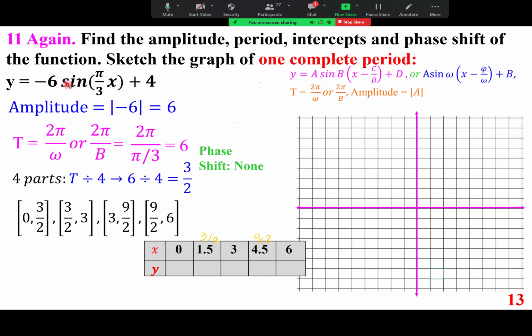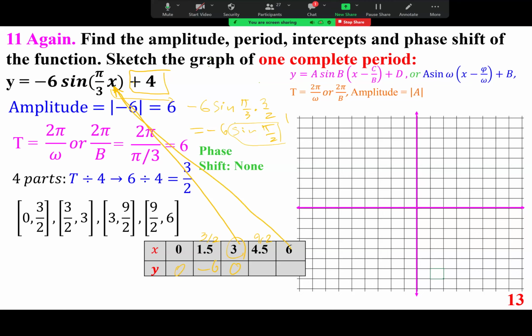What I want to do, I want to evaluate it two ways. First, I want to evaluate it without the 4, just to give you a point. So without this, just plug in, and it should be easy. If I plug in 0, I get 0. Sine of 0 is 0. Minus 6 times 0, I get 0. 1.5 or 3 halves, maybe easier. So I want to show you just 3 halves, and you can figure out the rest. If I plug in 3 halves, I get minus 6 sine of pi over 3 times 3 halves, which means minus 6 sine of pi over 2. Sine of pi over 2 is 1, so we get minus 6. So we got 0 here, we got minus 6 here, okay? If I plug in 3, I get pi, sine of pi is 0. I get 0 here. By the way, the same thing at 6.